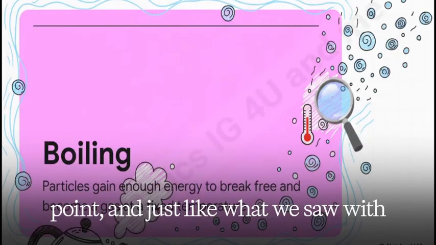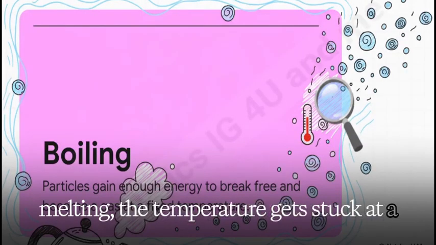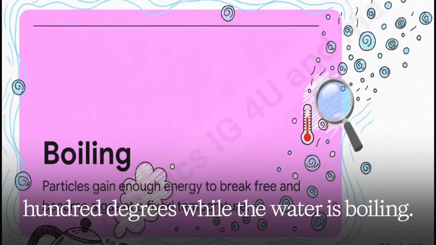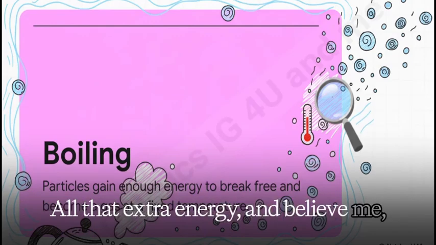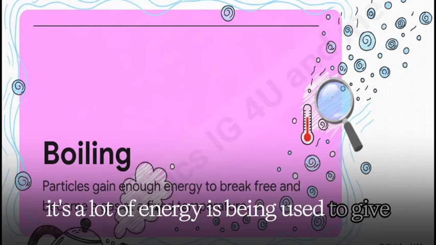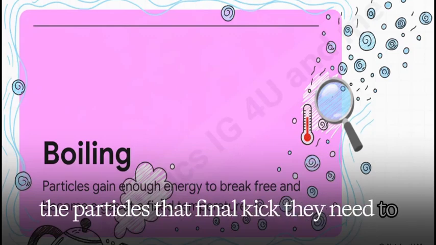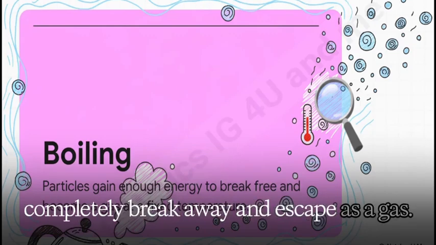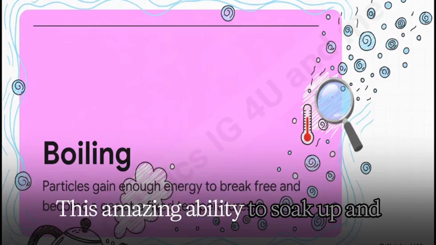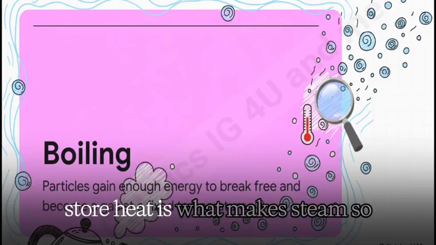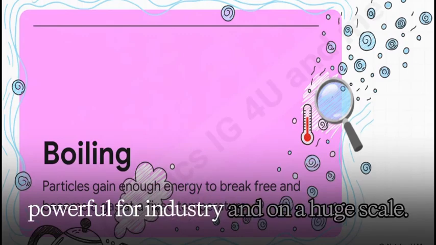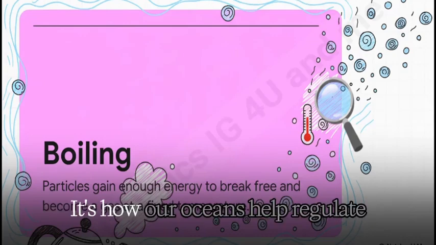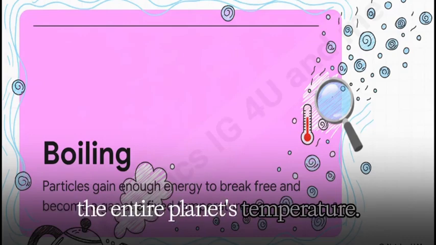And just like what we saw with melting, the temperature gets stuck at 100 degrees while the water is boiling. All that extra energy, and believe me, it's a lot of energy, is being used to give the particles that final kick they need to completely break away and escape as a gas. This amazing ability to soak up and store heat is what makes steam so powerful for industry. And on a huge scale, it's how our oceans help regulate the entire planet's temperature.